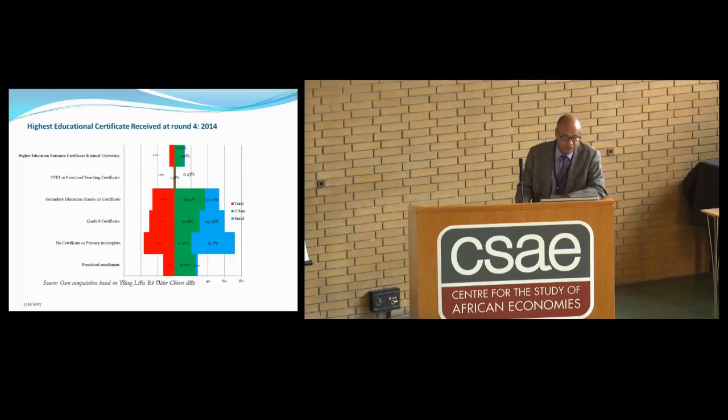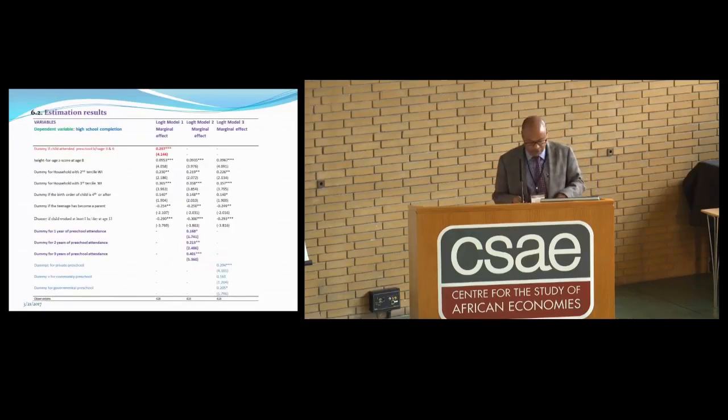This is the highest education certificate received by these 1,000 children. If we see here, this red line for the total, around 36% of them do not have any certificate or only primary completion. Around 30% have completed grade 8 at the age of 19, and 26% completed secondary school, less than 1% TVET, and 6% of them have already entered university. So let's go directly to our results.